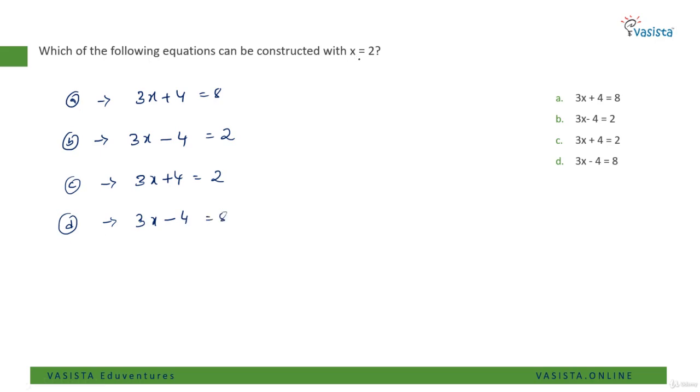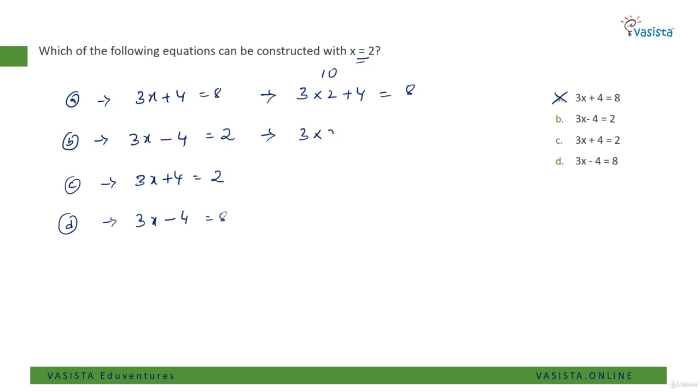Now they have given the value of x is equal to 2. Let me substitute the value of x in this equation. That is going to be 3 into 2 plus 4 is equal to 8. Let us check out: 3 2s are 6, 6 plus 4 is 10. So 10 is equal to 8 is not possible, so it's not equal, so A is not a right answer.